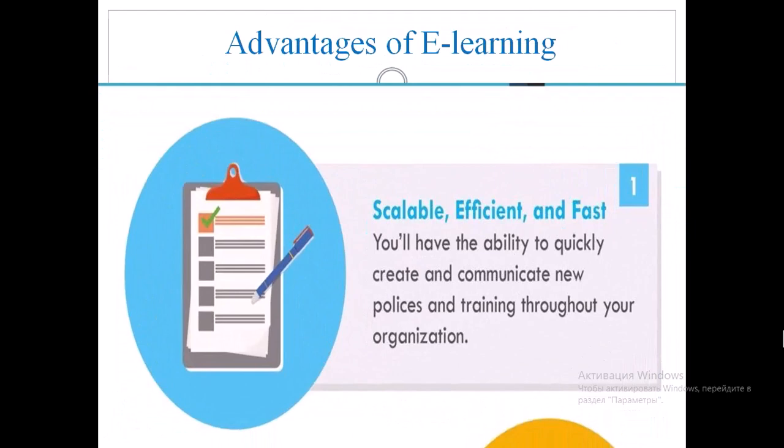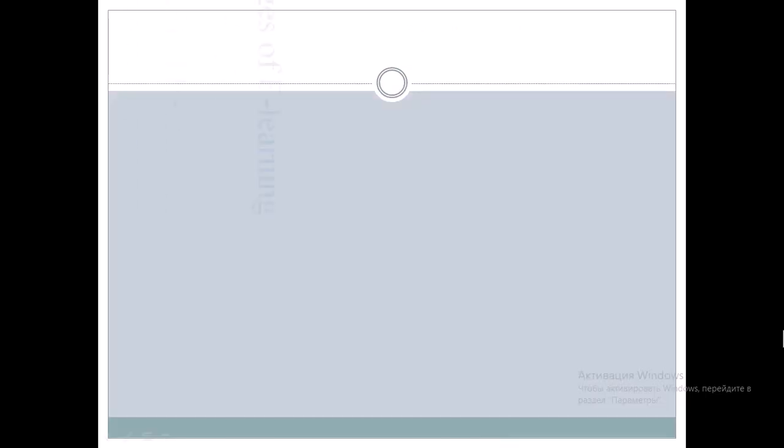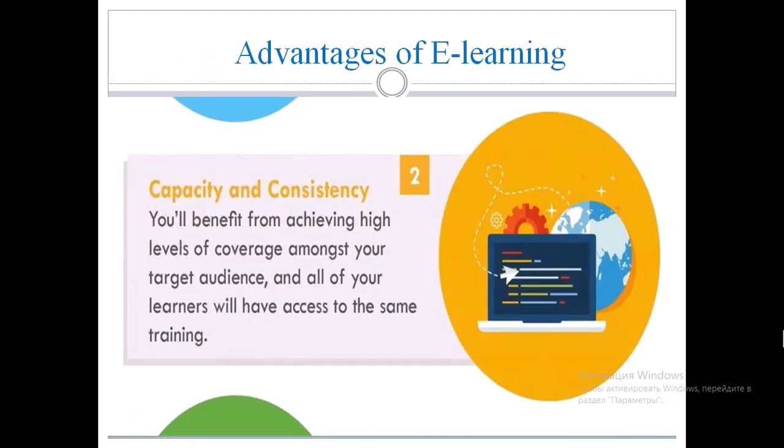Advantages of e-learning. I will tell you seven advantages of e-learning or distance learning. First, it is scalable, efficient, and fast. You will have the ability to quickly create and communicate new policies and training throughout your organization. The next advantage is capacity and consistency. You will benefit from achieving high levels of coverage amongst your target audience, and all of your learners will have access to the same training.